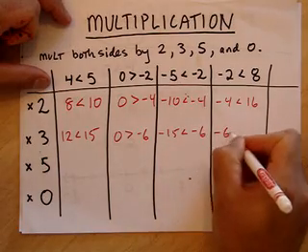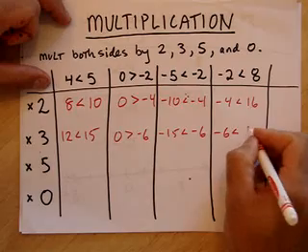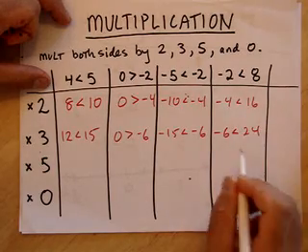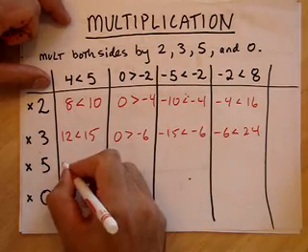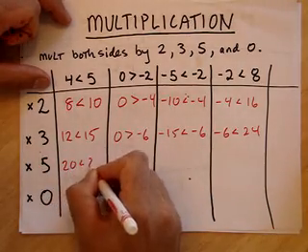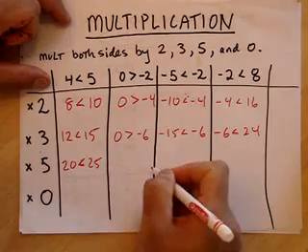And is negative 6 to the left of 8 times 3, which is 24? Yeah, negative 6 is way to the left of 24. What about 5? The same thing's going to happen. You get 20, 25? Yes, 20 is to the left of 25.